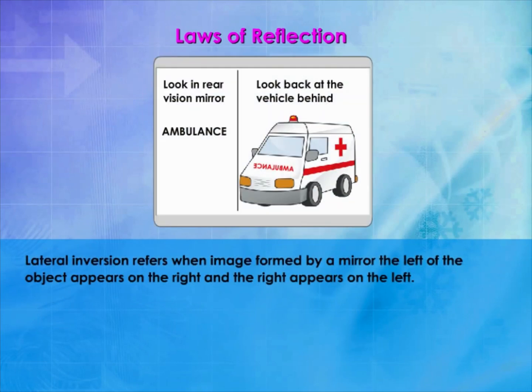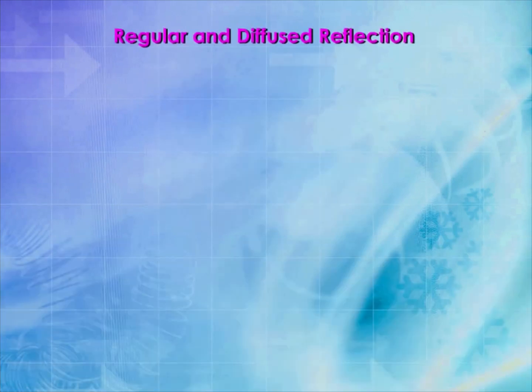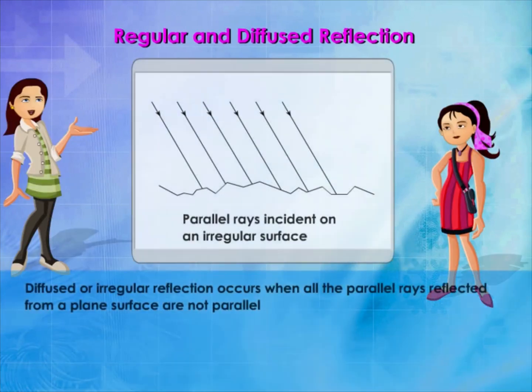We may recall that in an image formed by a mirror, the left of the object appears on the right and the right appears on the left. This is known as lateral inversion. Regular and diffused reflection. When all the parallel rays reflected from a plane surface are not parallel, the reflection is known as diffused or irregular reflection.